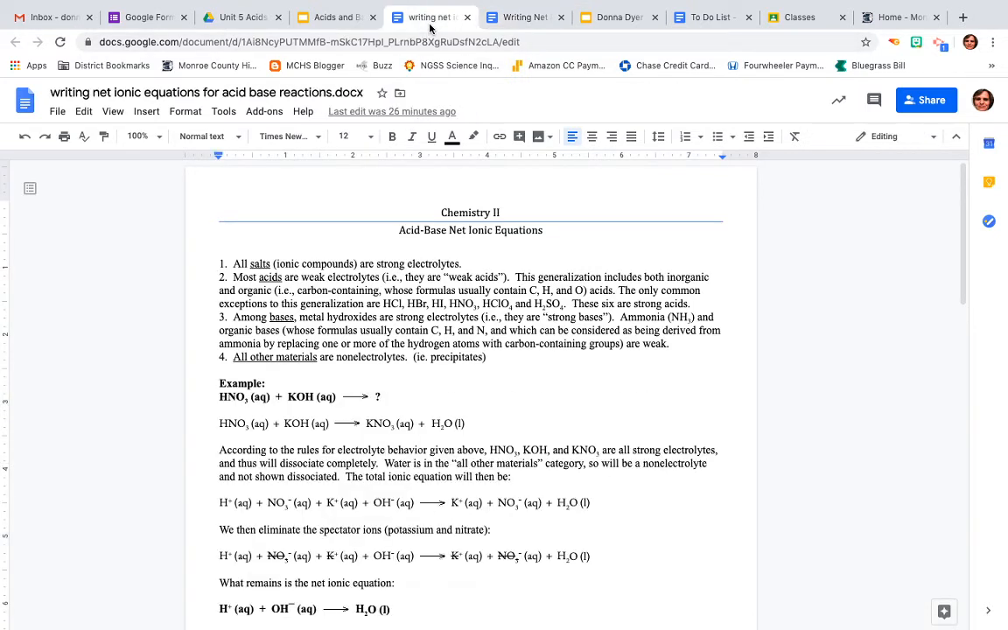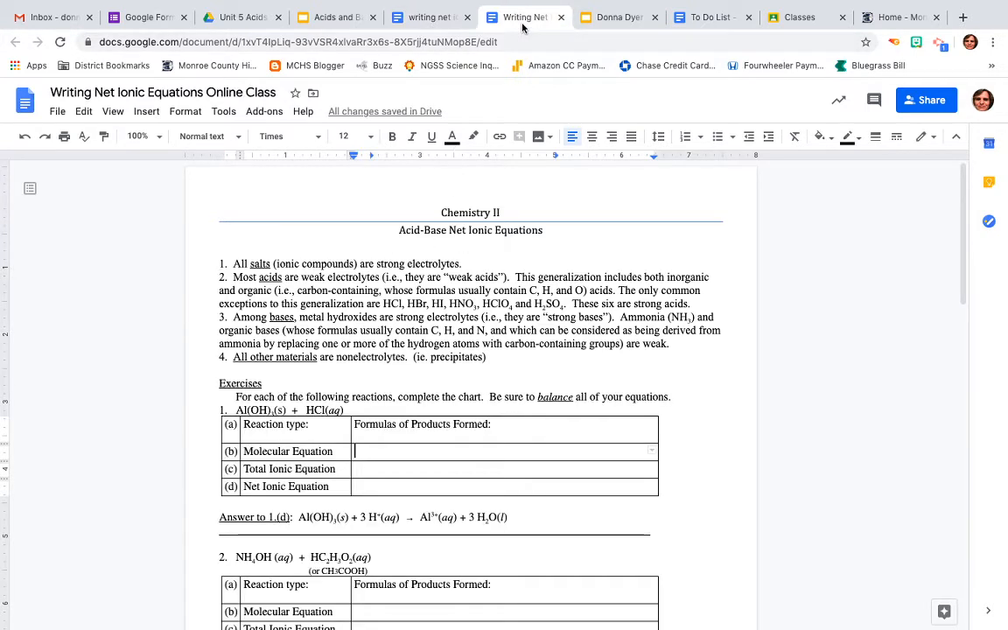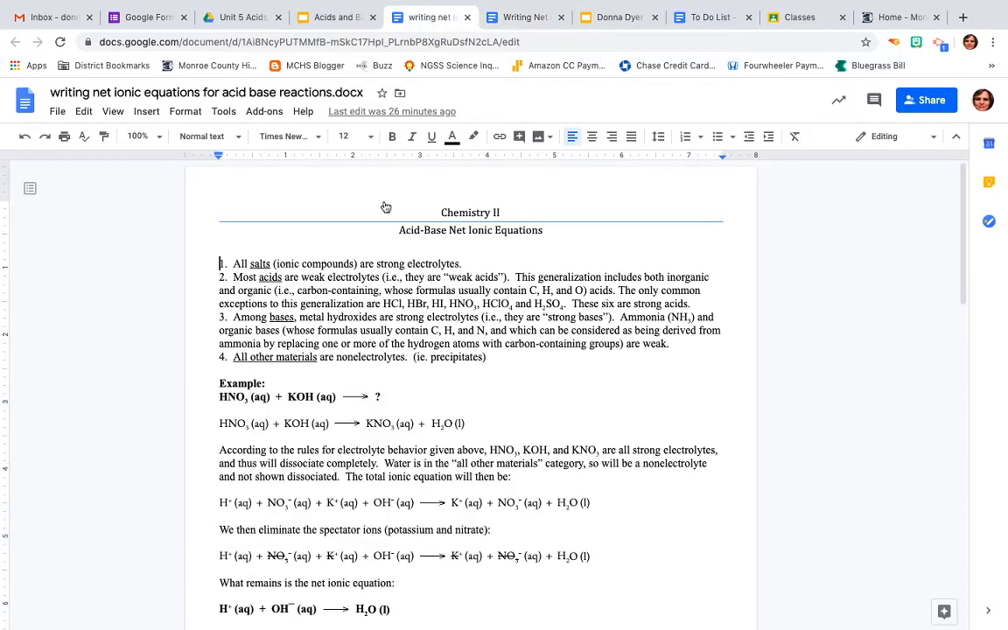So let's go ahead and look at another couple of examples here. Again, I want to remind you these are the rules, and they will also be on the document that you will be completing. But again, all salts are strong electrolytes, so they will completely break apart, and you will show that. Remember, the salt is one of the products. The other product will be water.